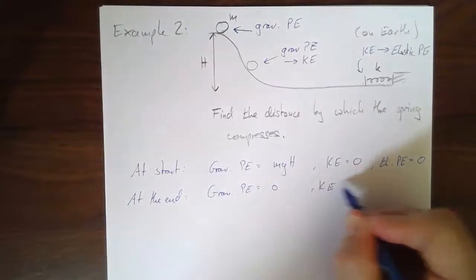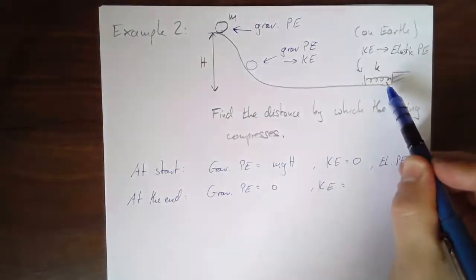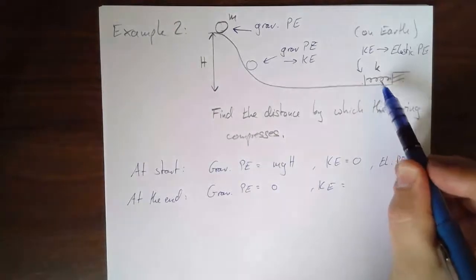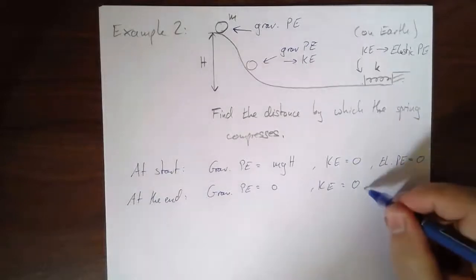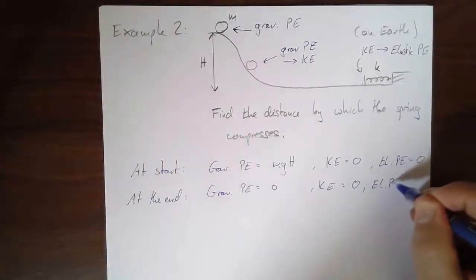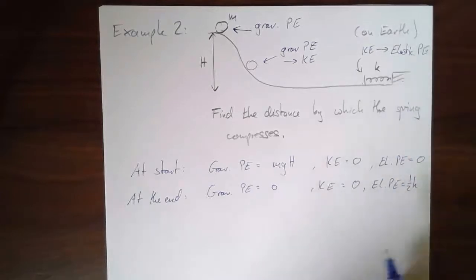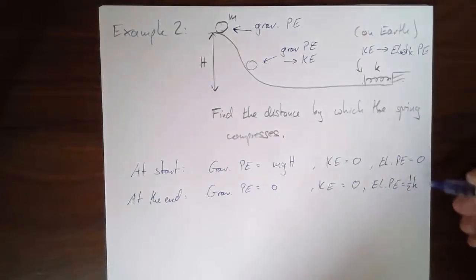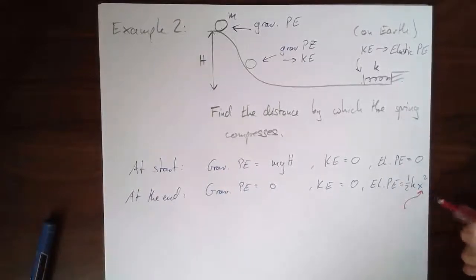The kinetic energy is what? Well, if it's all the way compressed, it's not going to compress any further. That means the ball must have been brought to a stop. The kinetic energy is 0 there too. And the elastic potential energy is going to be 1/2 k, and k is assumed known, times the squish squared, let's call that x. And that's the thing we want to solve for.